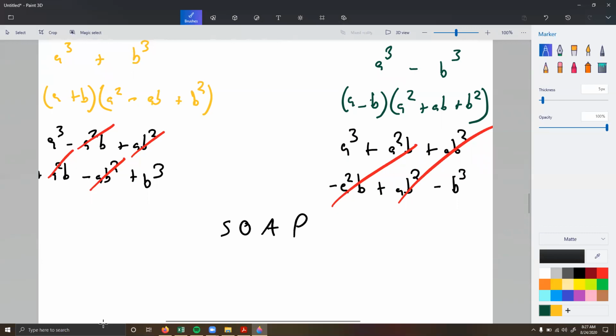So the SOAP is an acronym. What it stands for, yo, can you put that mask up on your nose? Is it stands for same, opposite, and then these two are actually a combo and come together. Always positive.